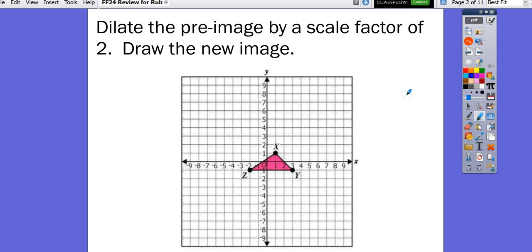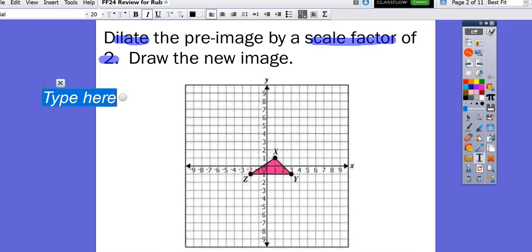This one says we're going to dilate a pre-image by a scale factor of 2 and draw the new image. All right, so we're going to dilate. Our scale factor is 2, and we're going to draw the new image, which means we're going to put in the new points. So first of all, let's start by writing, or I'm going to use a text box to type what we have here.